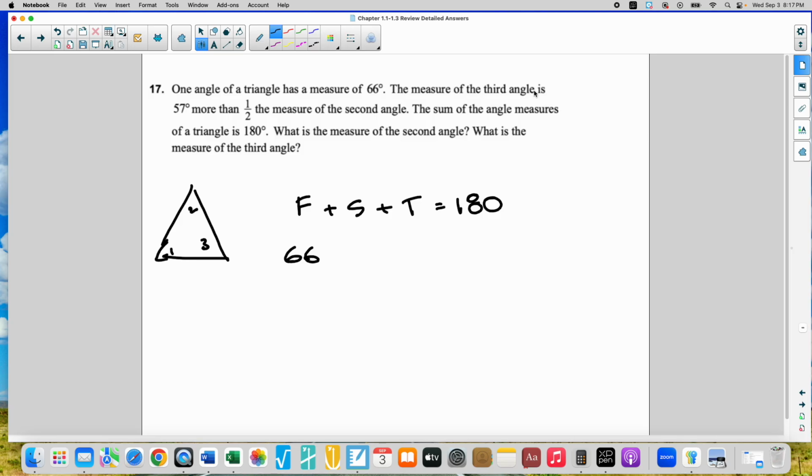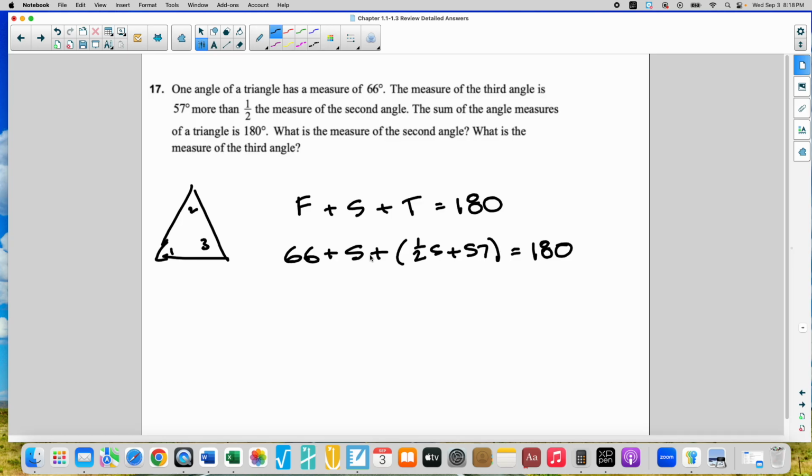The measure of the third angle is 57 more than 1/2 of the measure of the second angle. Well, I don't know what the second angle is, so I'm going to keep that S. And I know that the third angle is going to be half plus 57. Half of the second plus 57 more should equal 180 degrees. Does that make sense? I hope so.